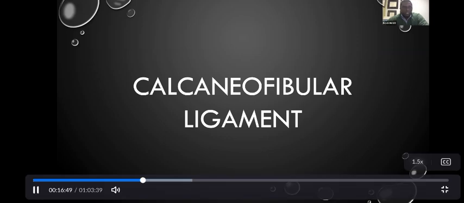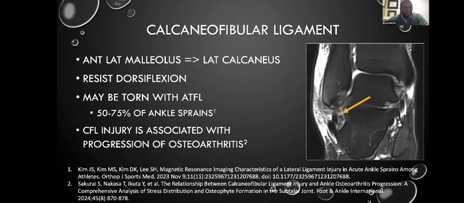So now we move on to the calcaneofibular ligament. The calcaneofibular ligament extends from the anterior aspect of the lateral malleolus to the lateral calcaneus. It's injured with inversion, but also resists dorsiflexion. So usually when you injure this as well, you may expect that there's some dorsiflexion component of the injury. This is actually pretty common. A lot of different studies end up somewhere around 50%, and some even go as high as 75% of ankle sprains when included with the ATFL.